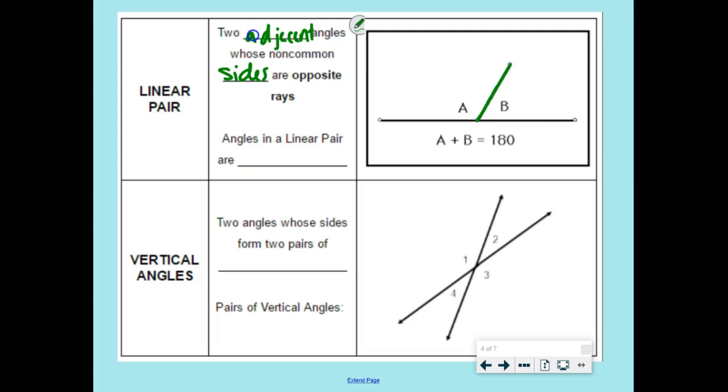These are adjacent. This side is the common side, so their non-common sides right here make a straight line. That's what it means for opposite rays. It makes a nice straight line. Angles in a linear pair are supplementary. They will add to 180.